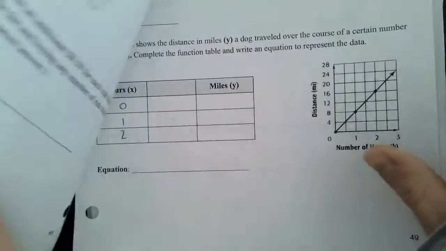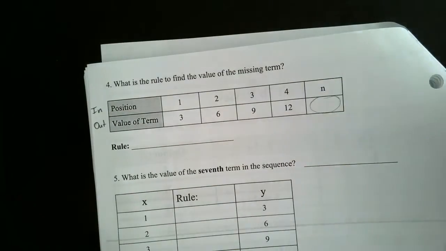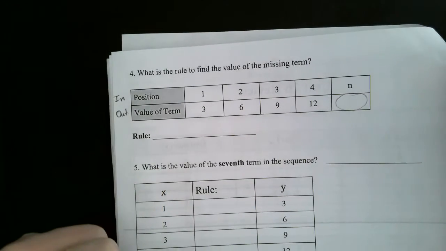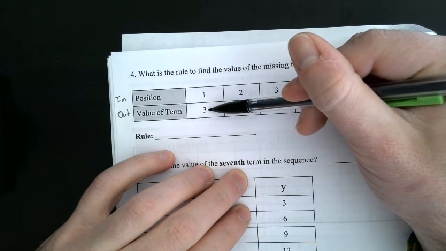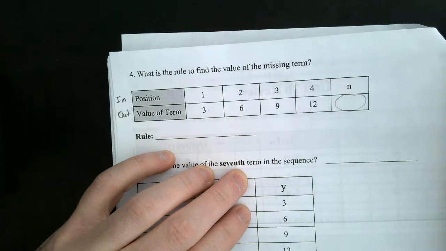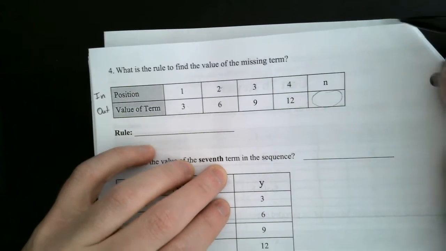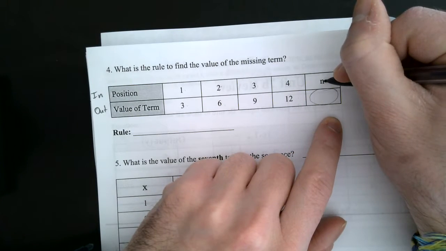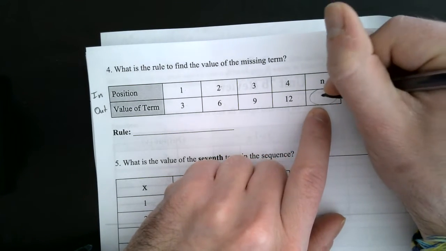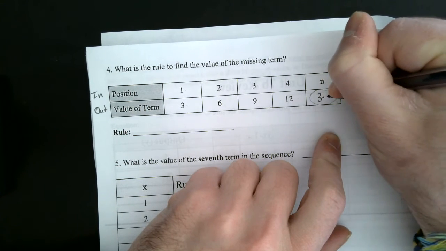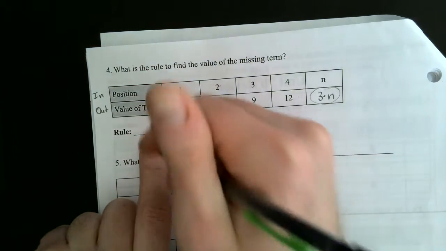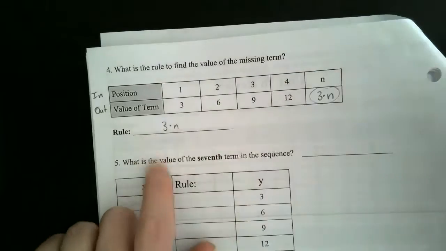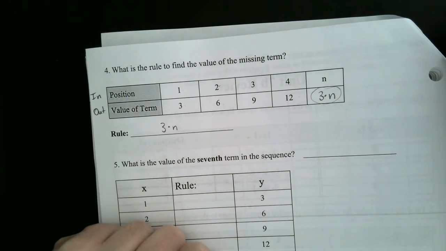Okay. Here we go. Page 48. Now, these next two were very similar, right? What is the rule to find the value of the missing term? So this is the input, this is the output. How do we get from 1 to 3, 2 to 6, this is a one-step function, 4 to 12? All you have to do is multiply by 3. So whatever n is, you multiply it by 3 to get the value or the output. So it's just going to be 3 times n, or 3n, or n times 3. Any one of those would work. So for the rule, you just write the rule there. 3 times n. That's the end of that one.